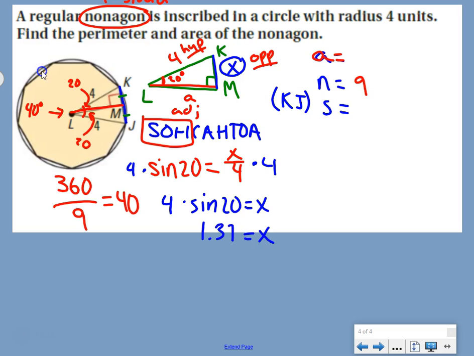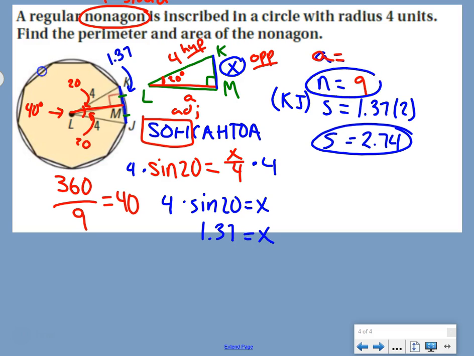Now, 1.37 is 1/2 of the side length. So to find our side length, we're going to need to do 1.37 times 2, which is going to give us 2.74. So our side length is 2.74. We know our number of sides is 9. Now we just need to find our apothem, which again we're going to need to use this right triangle that we drew. Except for now we're looking for that adjacent side.